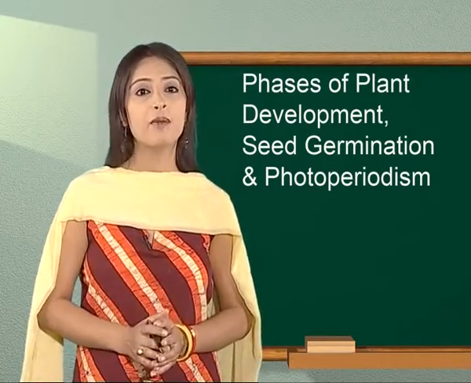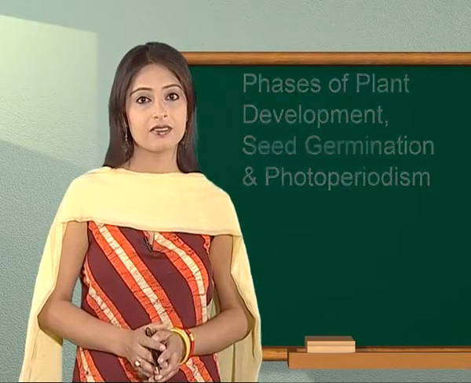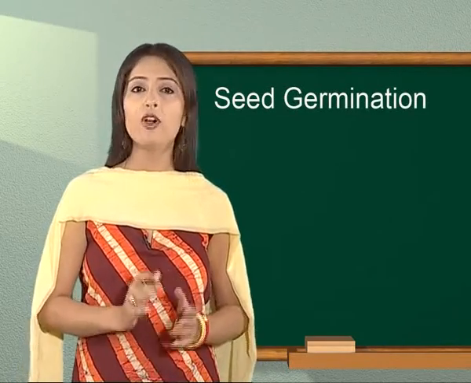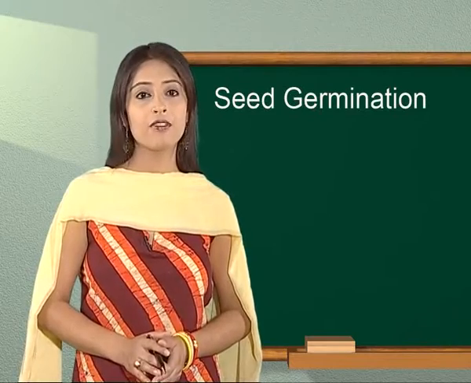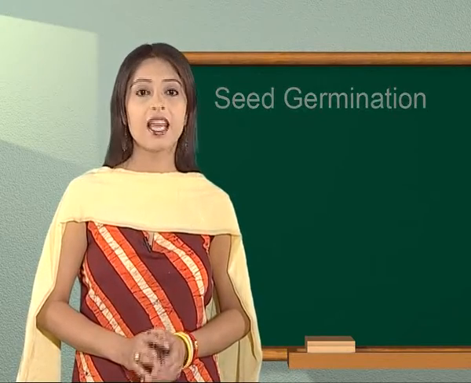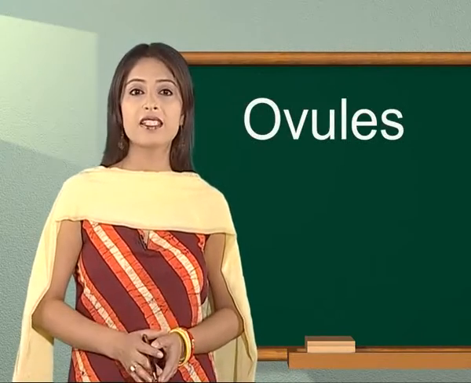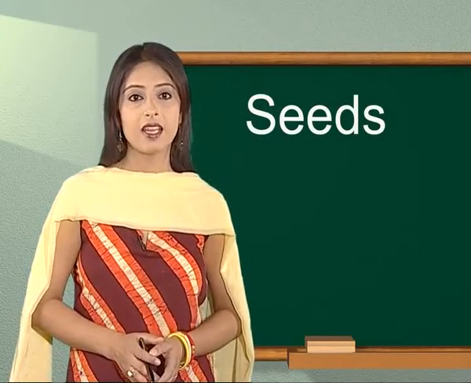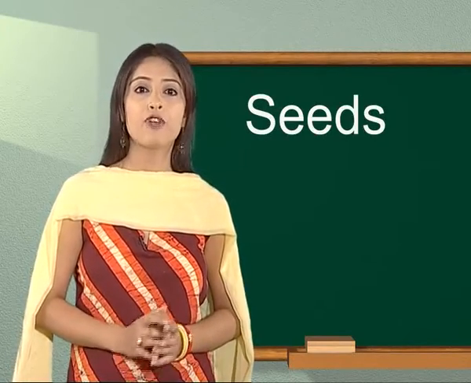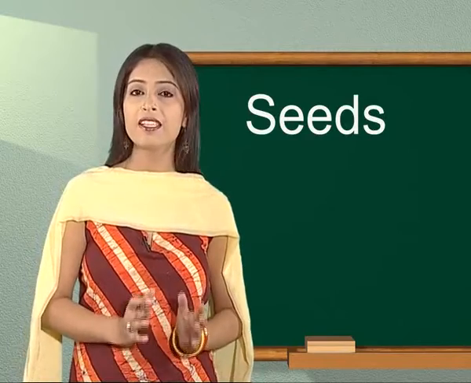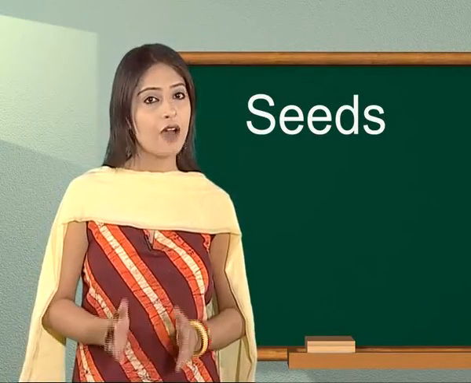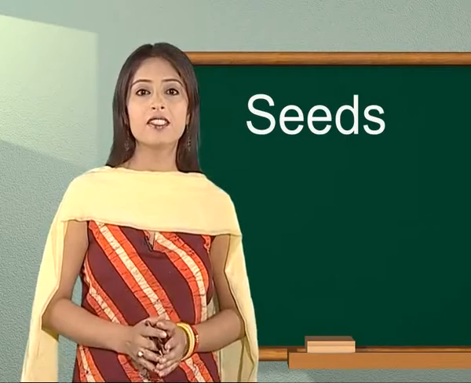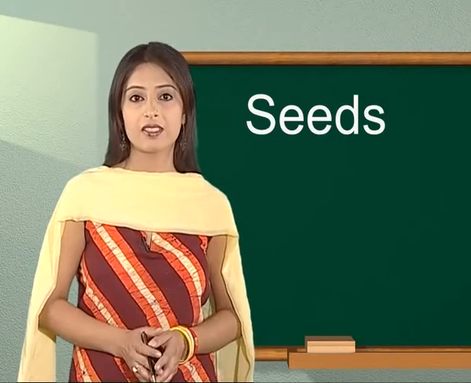Now let us learn about seed germination. Students, I hope you remember which part of flower turns into seeds. Yes, ovules present in the ovary mature and become seeds. The seeds are carried away from mother plants by various agencies. After separating from parent plant, it is time for the seeds to sprout or germinate.